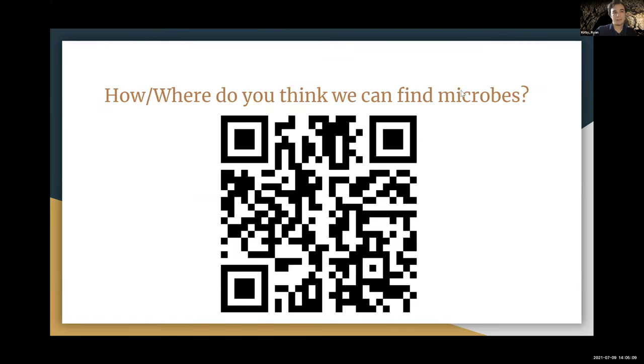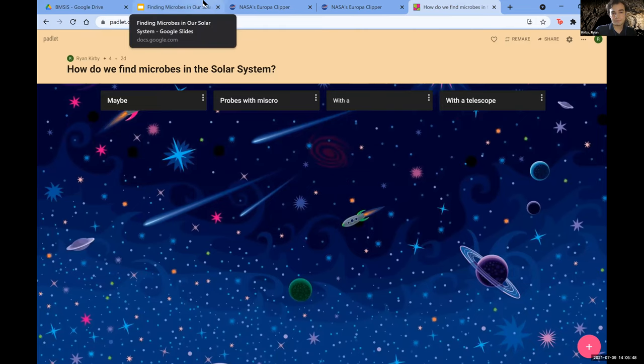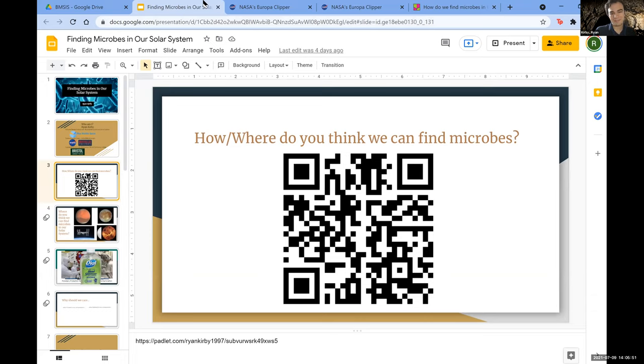All right, and so I want to start with this little Padlet, which we can spend a few minutes on real quick. I'll post it in the chat, so everyone can either scan this QR code with your phone, or just click on the link and participate that way. Let us know in that Padlet some of the ways that you think we can find microbes in space, or what we can use to find them, or even where we can find them in space or in our solar system. I won't spy while everyone's typing. I'll give everyone a minute there.